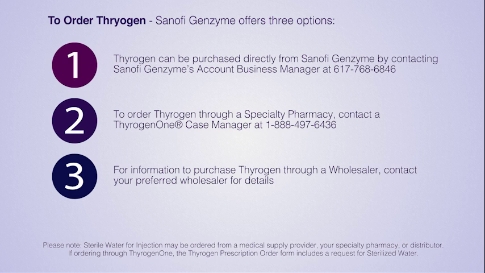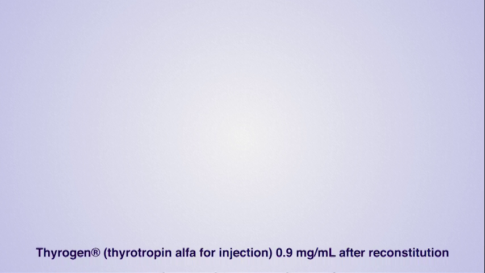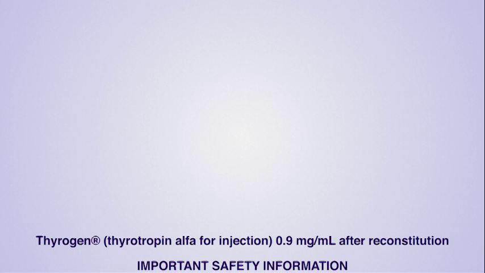Please note, sterile water for injection may be ordered from a medical supply provider, your specialty pharmacy, or distributor. If ordering through Thyrogen One, the Thyrogen prescription order form includes a request for sterile water. Thyrogen thyrotropin alpha for injection, 0.9 mg per milliliter after reconstitution.